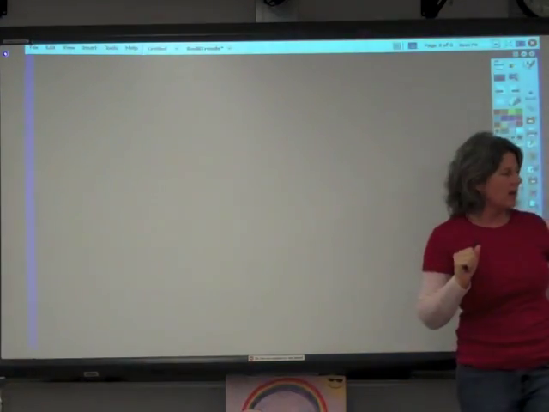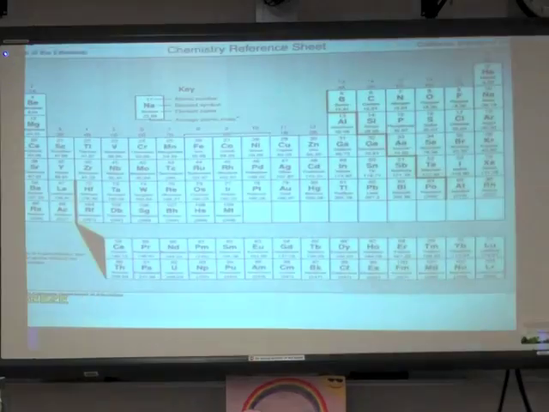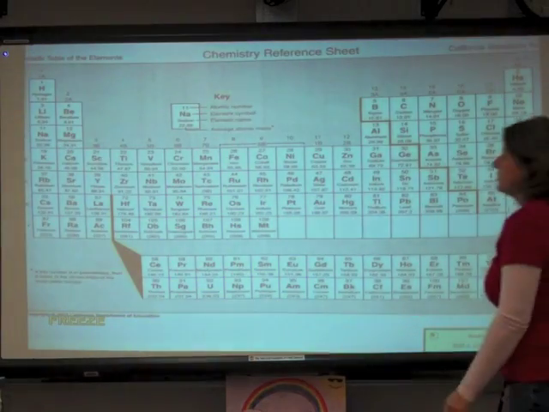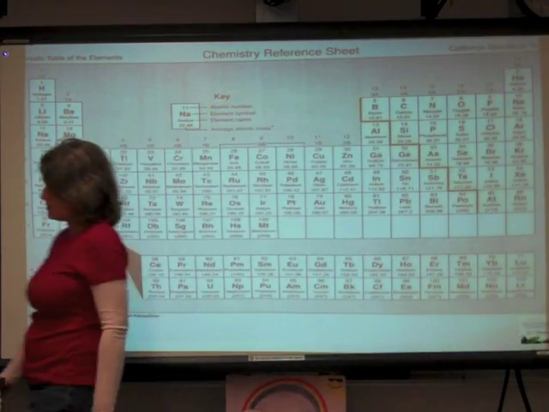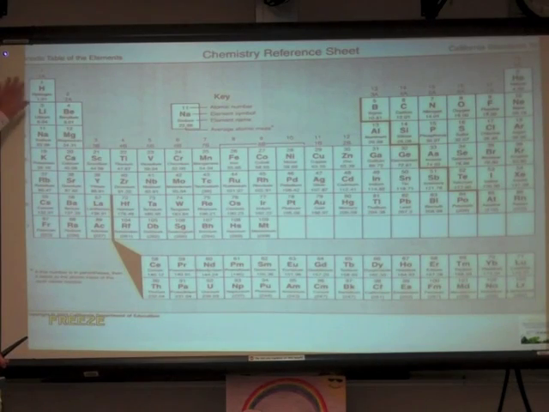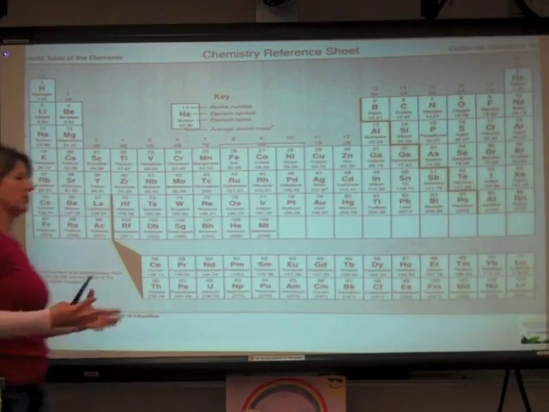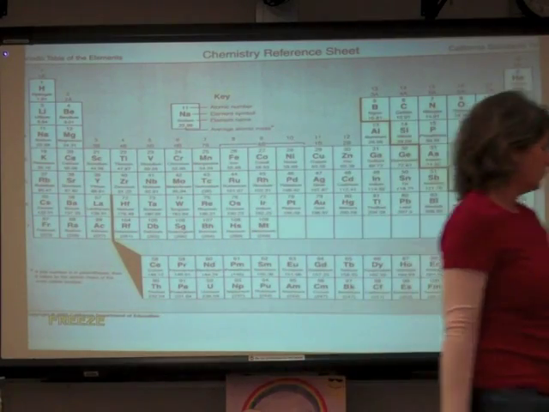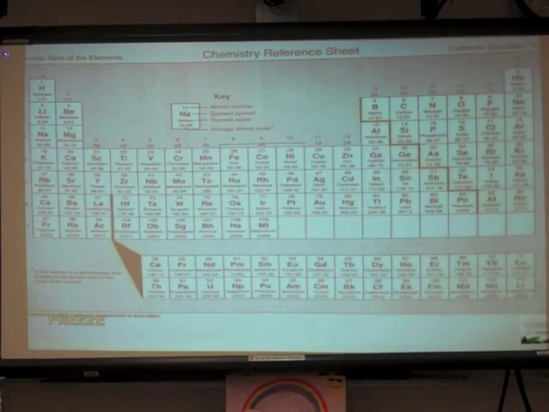Okay, so what about as we go down? What do you think happens to the radius of an atom as we go down a group? And this one is much easier to visualize what would happen.